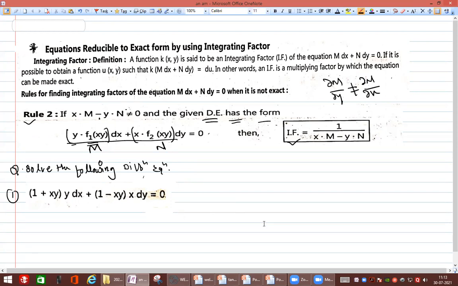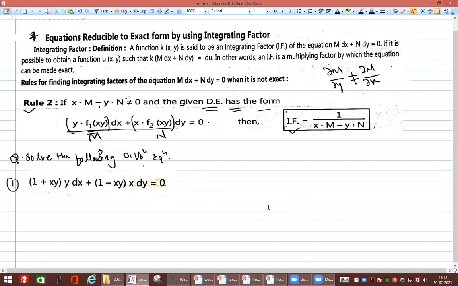The question is: solve the following differential equation. Again I am saying, we check first whether it is exact or not. If it is exact, the procedure is the same. Checking first for exact means finding ∂M/∂y and ∂N/∂x. If they are equal, then it is exact, so solve it. If not equal, then it is non-exact and we go towards finding the integrating factor. The given differential equation is (1 plus xy) y dx plus (1 minus xy) x dy. Look here, y is common in M and x is common in N, so here we definitely use rule 2.